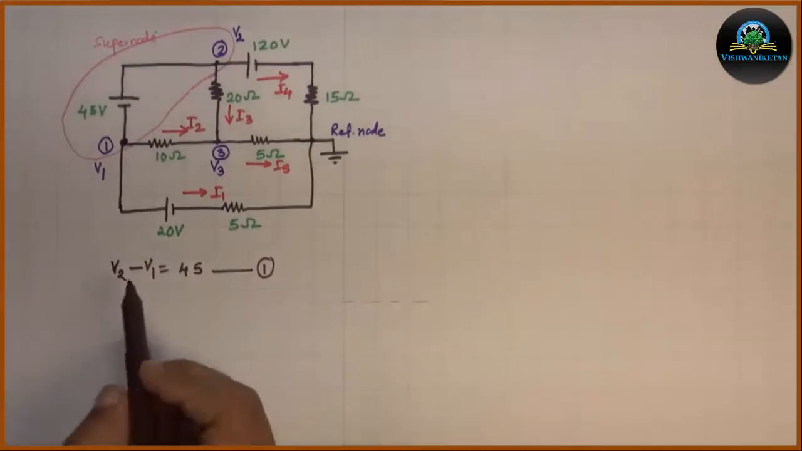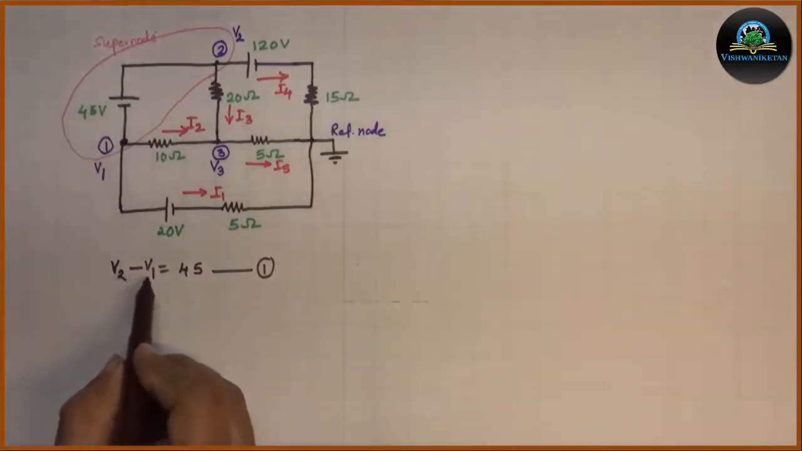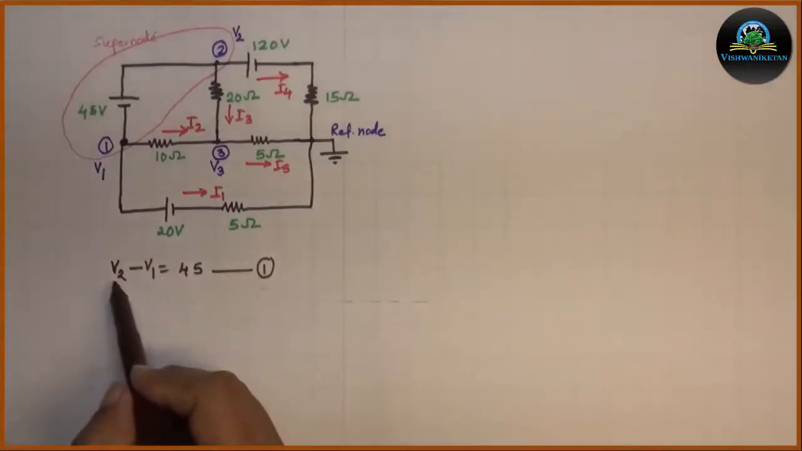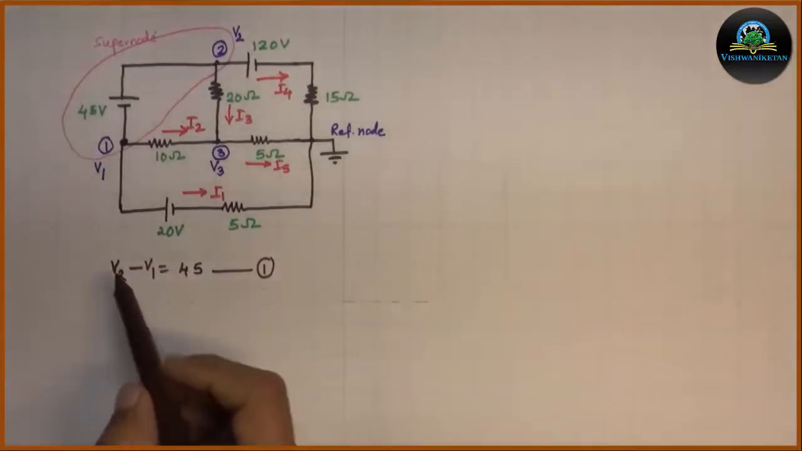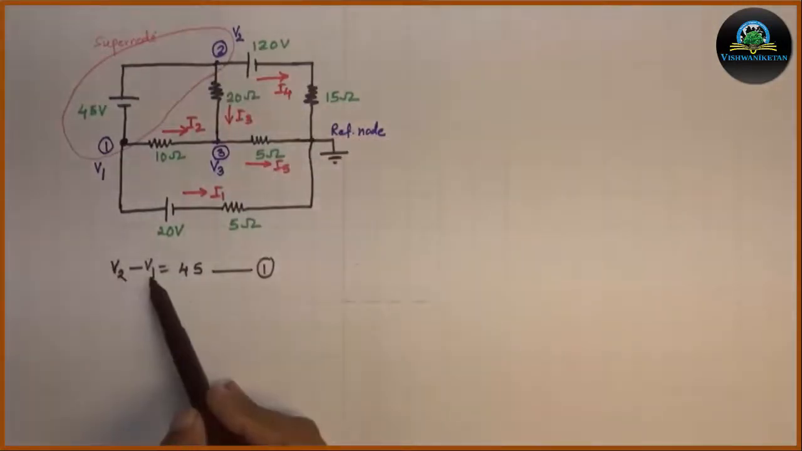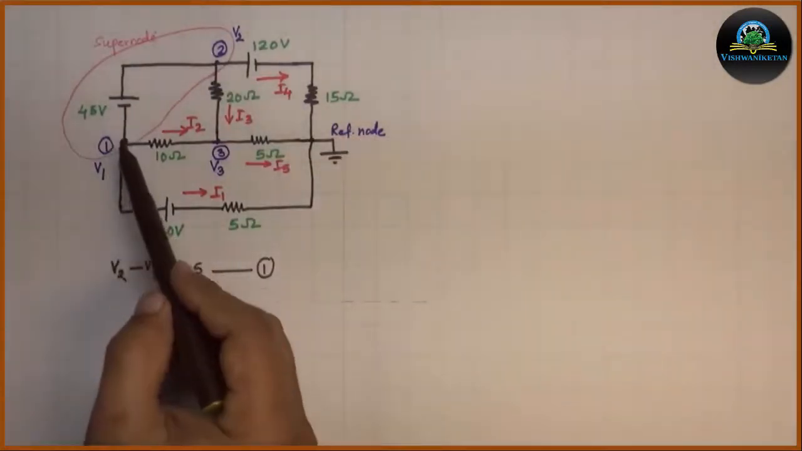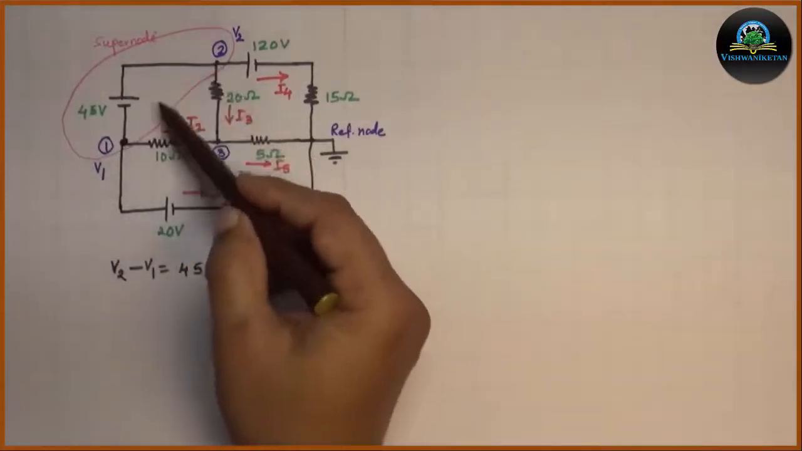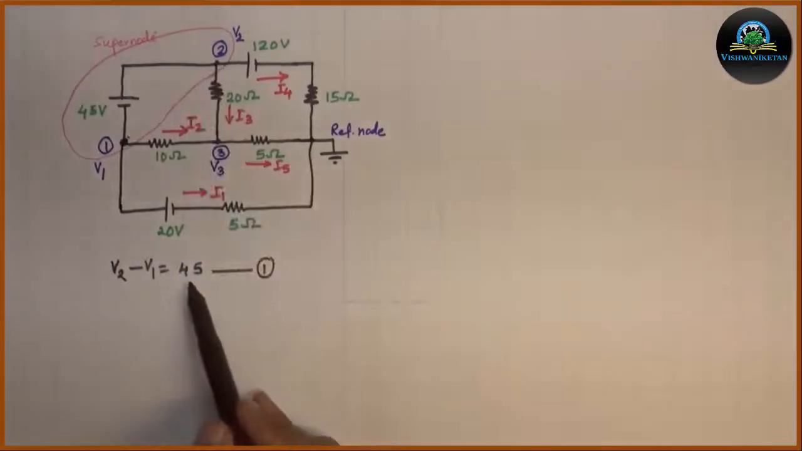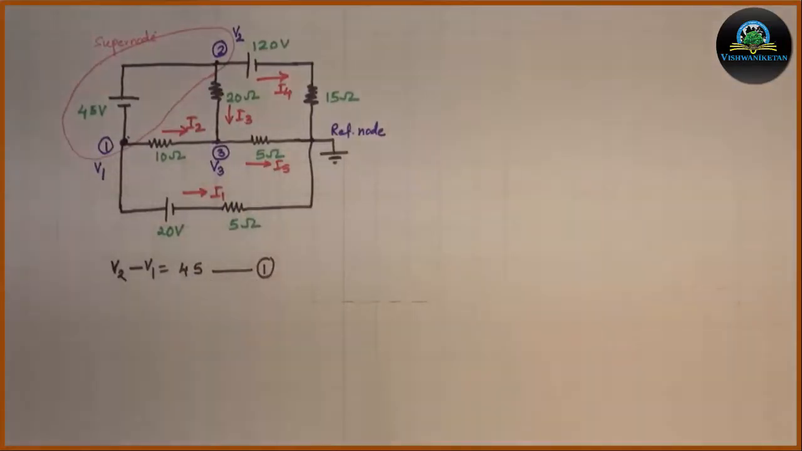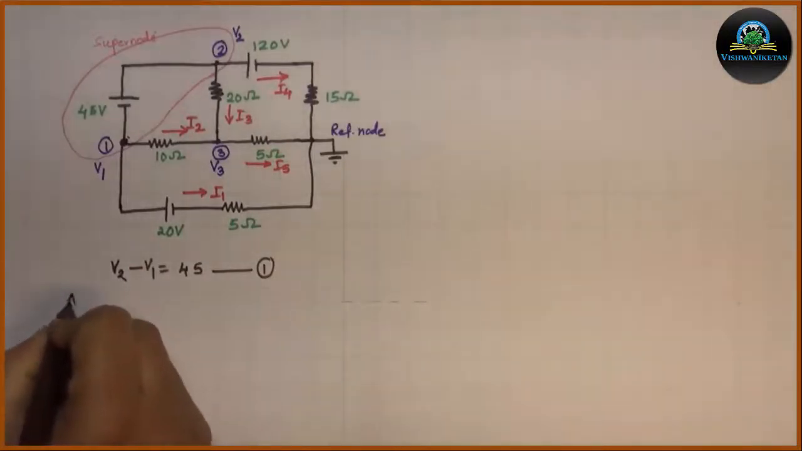Then my supernode equation will be V2 minus V1 is equal to 45, which indicates that V2 is at higher potential because the positive terminal is connected to V2. V1 is at lower potential because the negative terminal is connected to V1, and the difference between the two potentials is 45 volt, which is equation number 1. Now apply KCL to supernode 1 and 2.